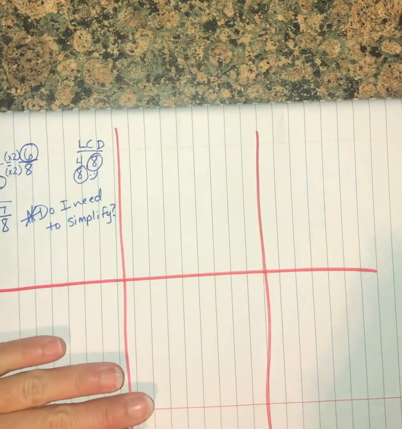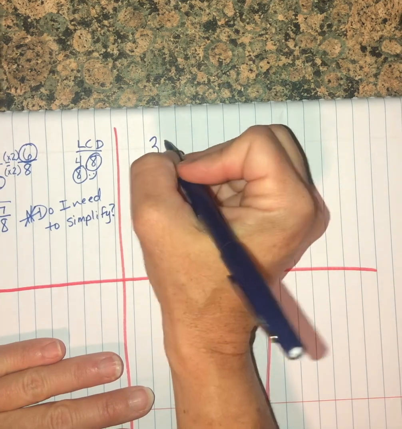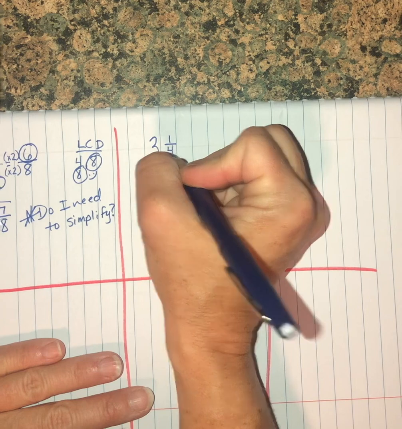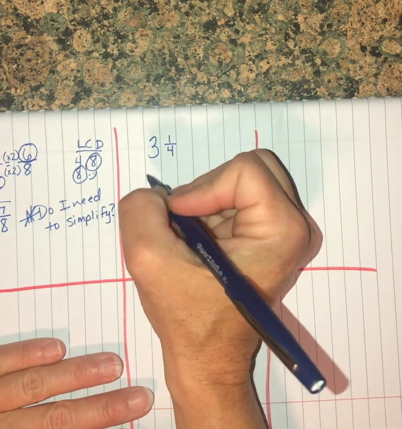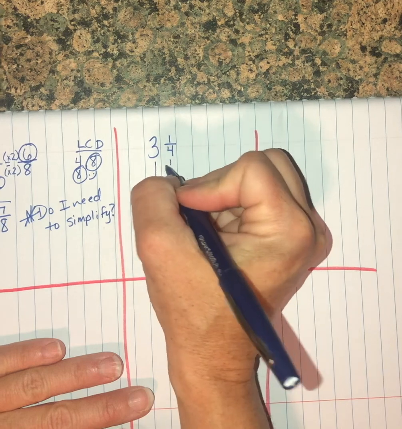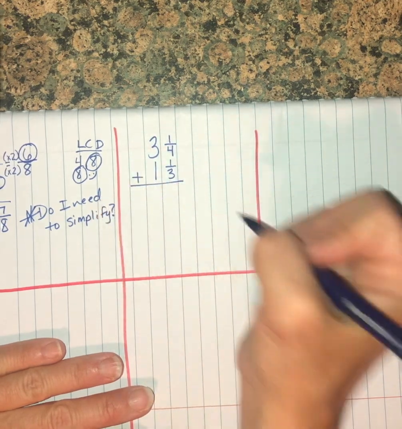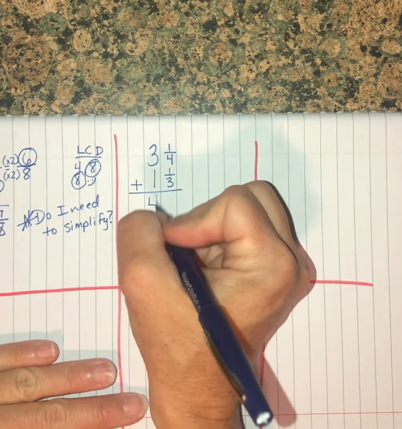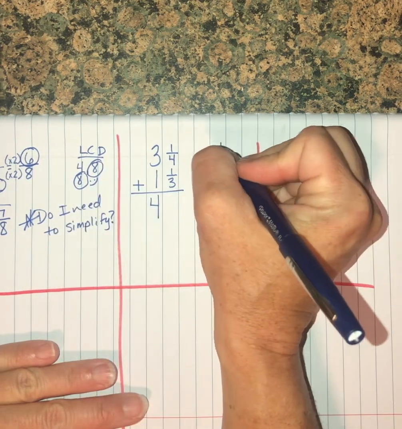On this next one, I'm going to show you what it looks like with mixed fractions. So I did 3 1/4 plus 1 1/3. Don't be scared. This is easy. 3 plus 1 is 4. Then we're going to do everything the same as we did before.